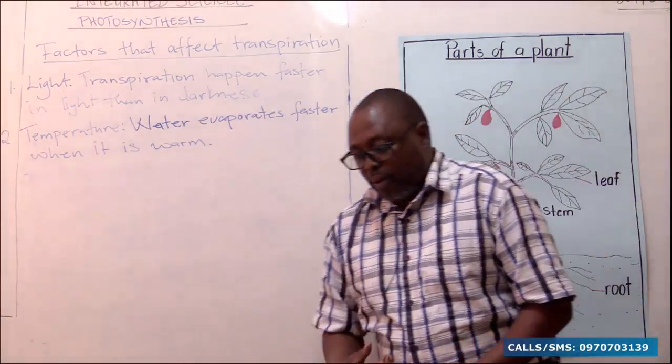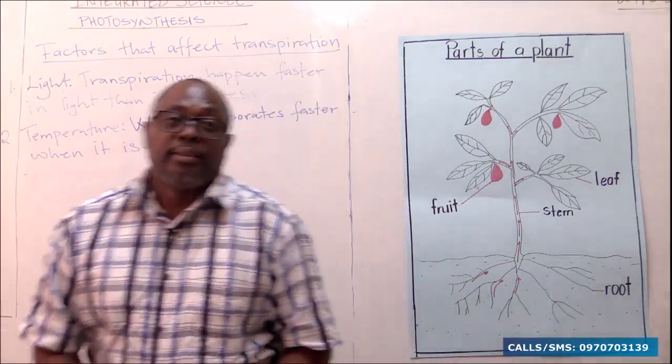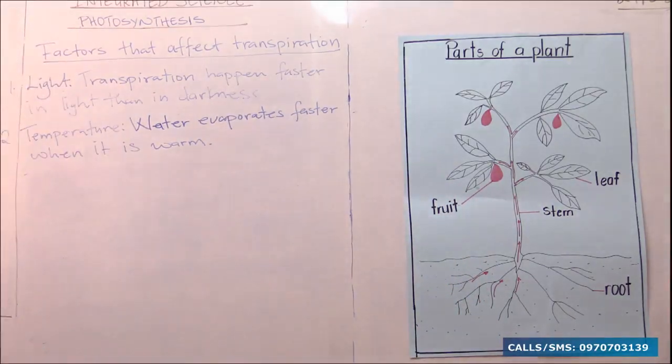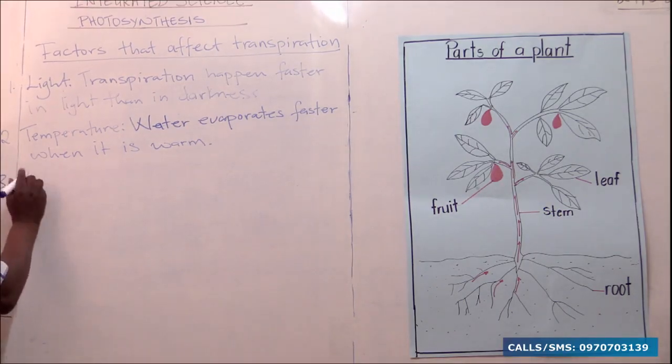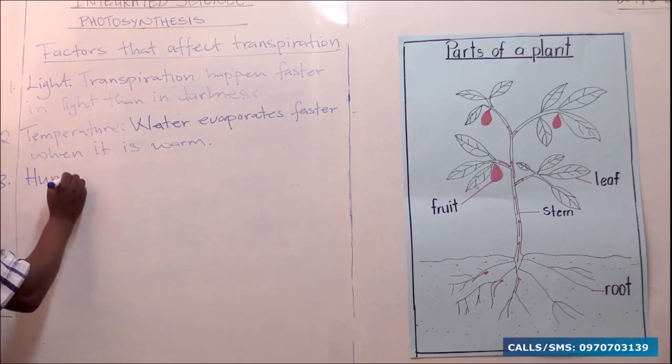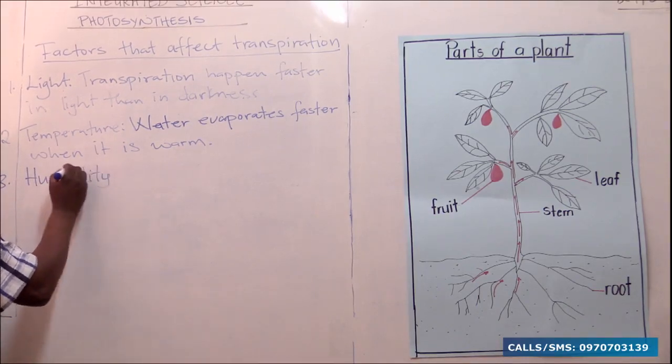Remember, I said in the beginning that we're going to look at some conditions that will speed up or slow down transpiration. We looked at light. When there is enough light, transpiration happens faster than in darkness. And with temperature, evaporation is faster when it is warm. Our next point we're going to look at is humidity.